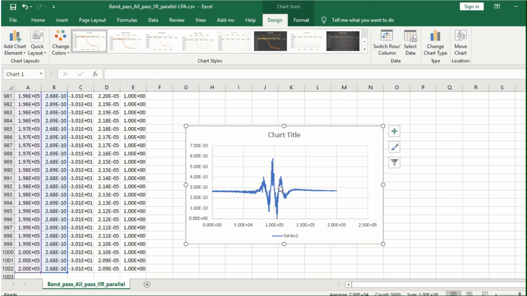As you can see, the values say that we are about 100 of a decibel, the error.